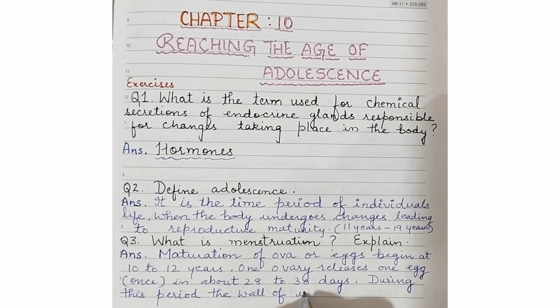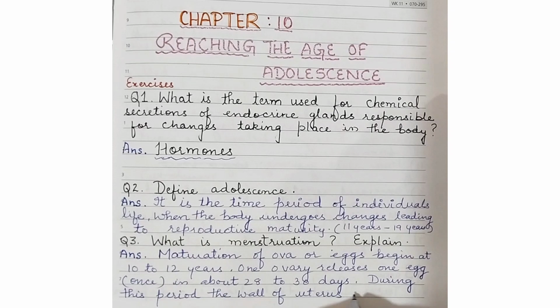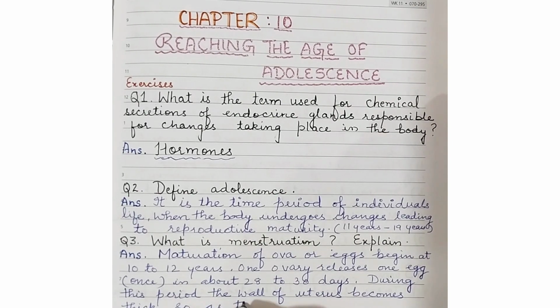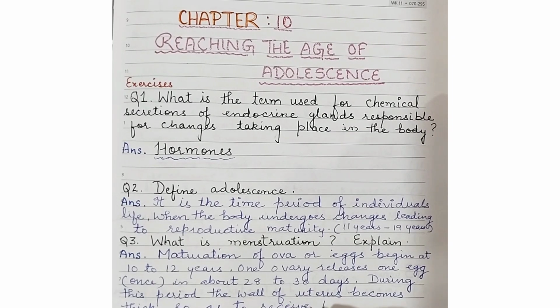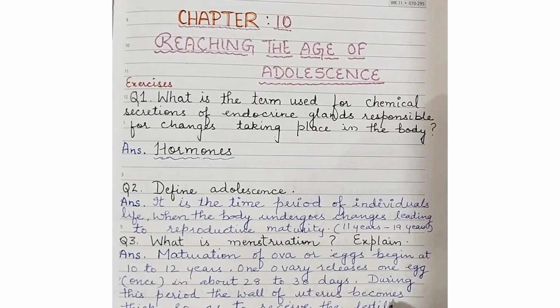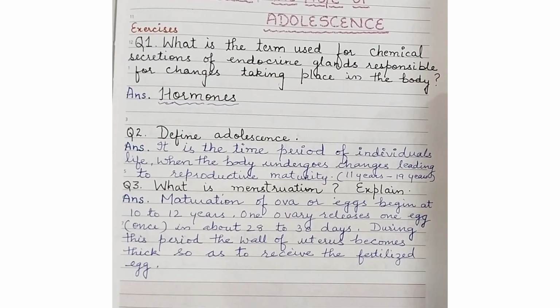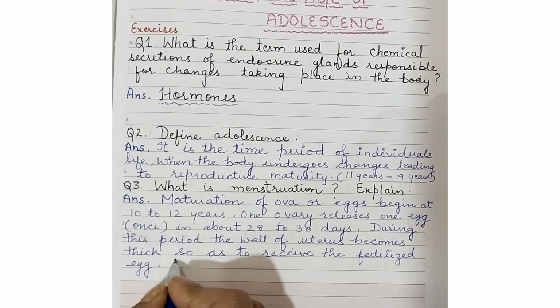Now, what happens during this period? During this period, the wall of the uterus becomes thick. Thickening of the wall of the uterus happens during this time, and why does this thickness happen? Just to receive the fertilized egg. In order to receive the fertilized egg, the wall of the uterus becomes thick.